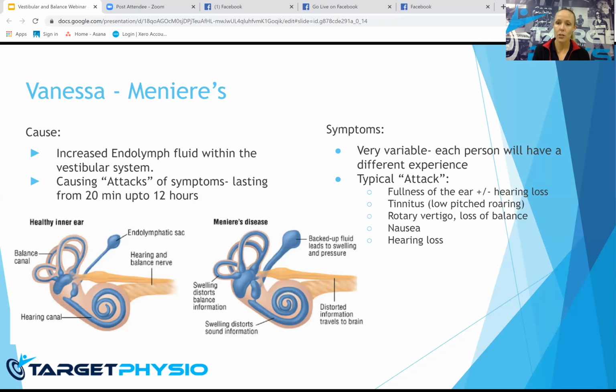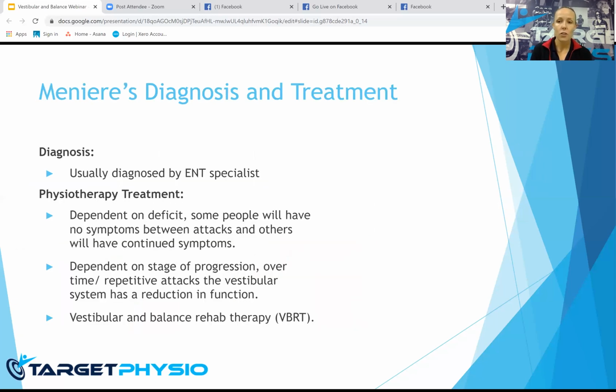So it's important to go to your GP for this one and have it assessed. The diagnosis is usually made by an ear, nose and throat specialist. You'll also often go to an audiologist to check if you have had any hearing loss during your attacks. Treatment from the ear, nose and throat specialist will be discussed at that time. There's medical treatment as well that can be offered for you.